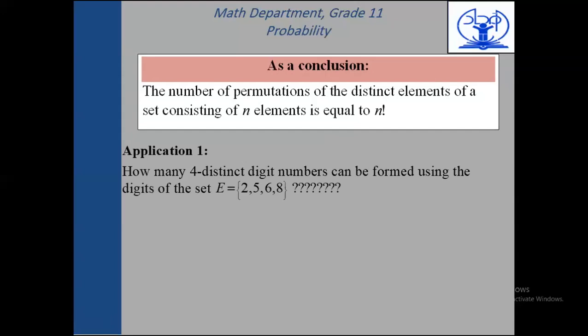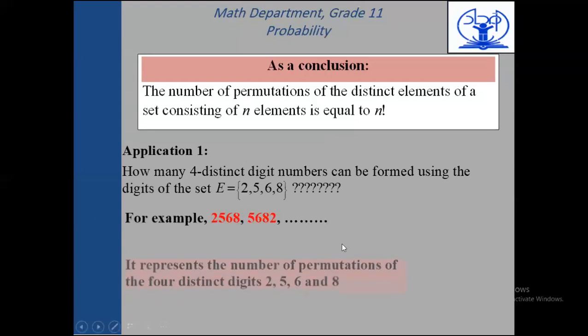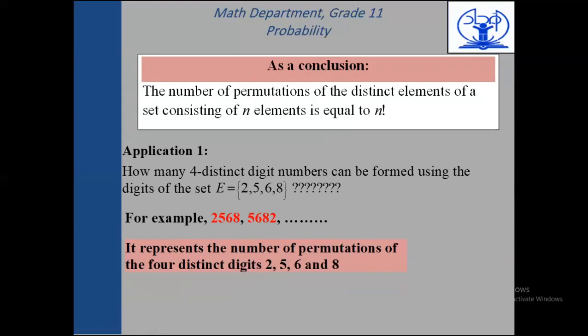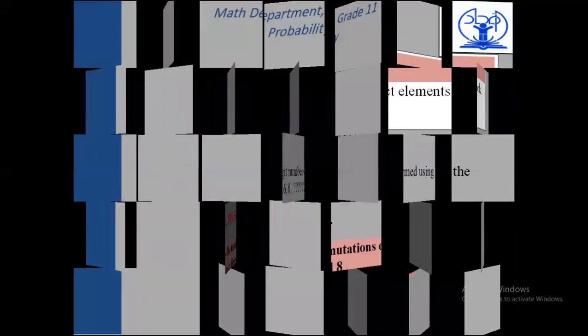You're just permuting, arranging 4 distinct numbers. So no need to list them all. You can say that it represents the number of permutations of 4 distinct digits, and consequently you will get 4 factorial, which is 24 possible outcomes. So without actually listing all the outcomes, you can find the total number.